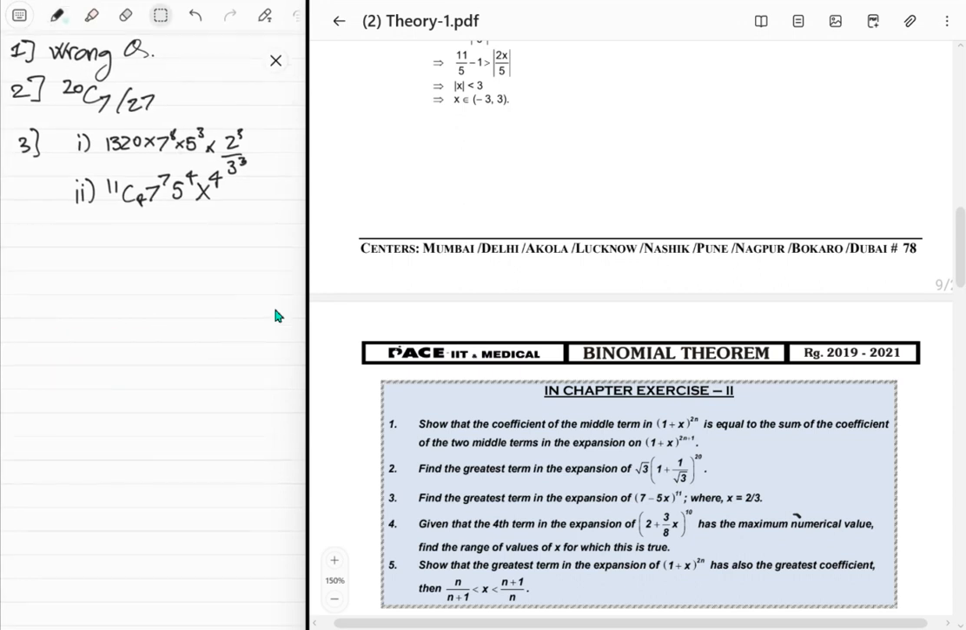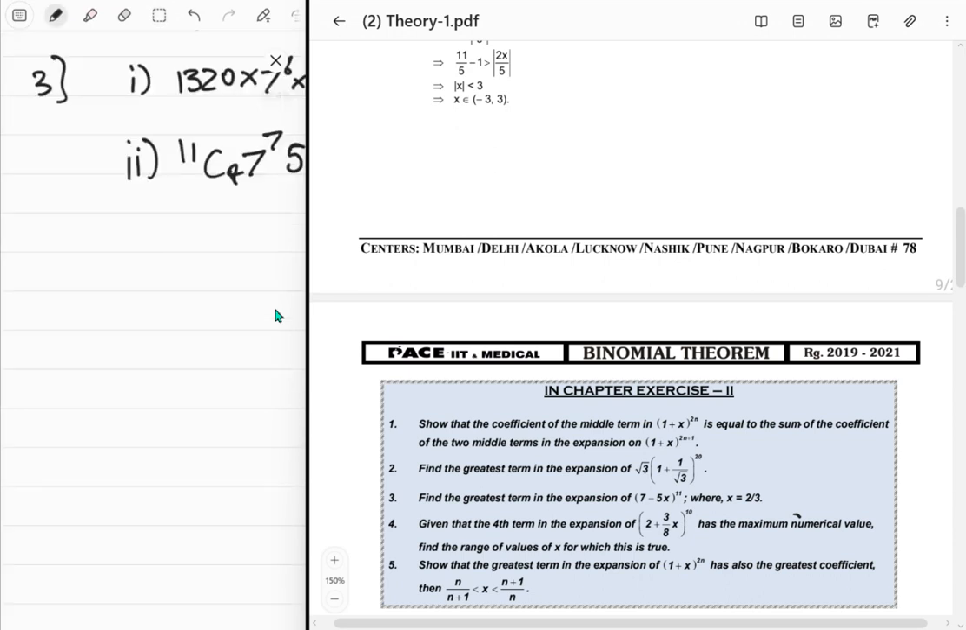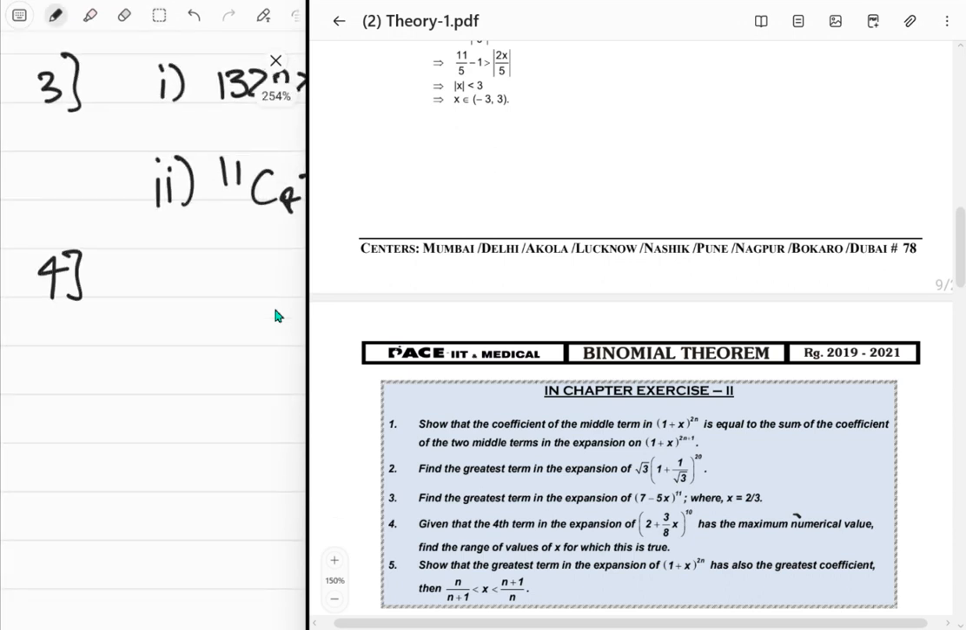Okay, let's go to the fourth one. Given that the fourth term in the expansion of, this expansion has the maximum numerical value, find the value of x for which this is true.